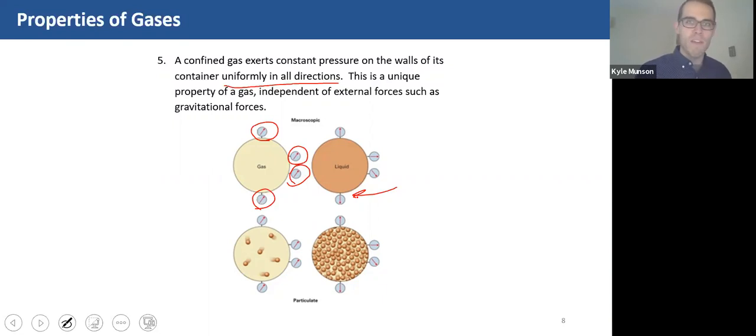Maybe an example, you have more liquid at the bottom of the container than you do at the top of the container. All of these things kind of come into play. All right, so those are the 5 properties of gases. And in the next short video, we're going to be talking about the ideal gas model.